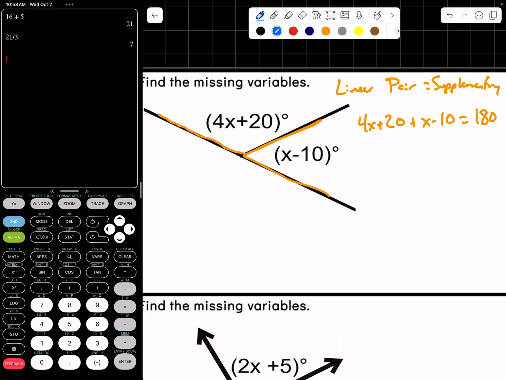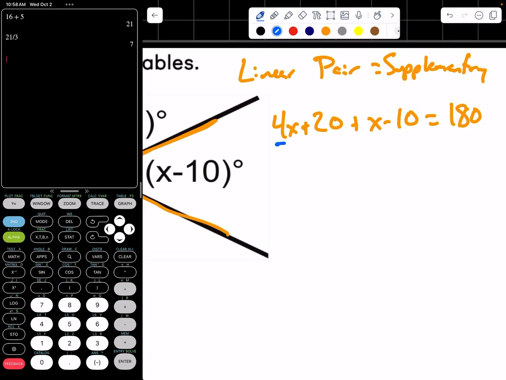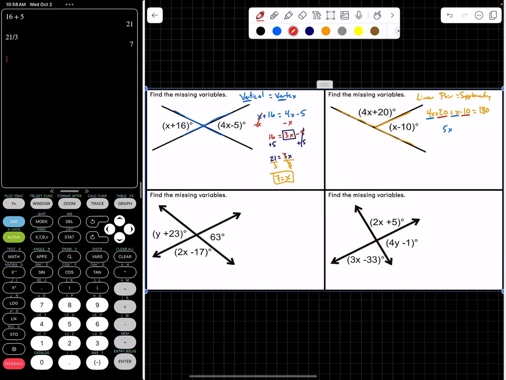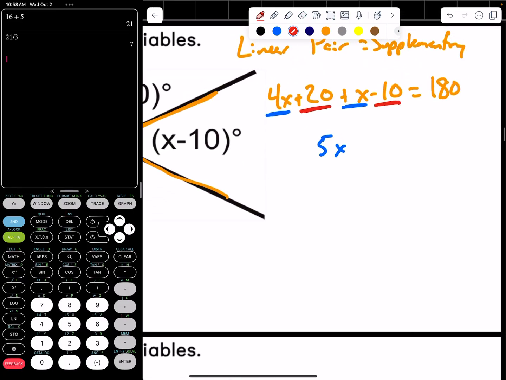What I want to do here is combine my like terms. So I've got 4x and a positive x. I've got a positive 20 and a negative 10. So 4x plus x is going to be 5x. 20 minus 10 is going to end up being positive 10. Those are going to equal 180.